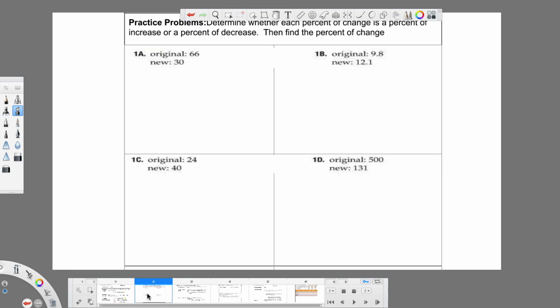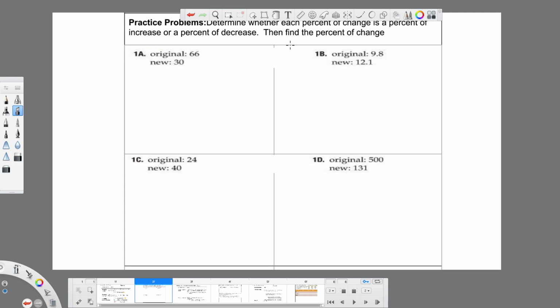Okay, so determine whether each percent of change is a percent of increase or decrease. So we just have to note, is it going up or down? Which we should be able to know right at the end if it's positive or negative. If it's negative, it's decreasing. If it's positive, it's increasing. So this should be pretty obvious to us. We can also just take a look at what's happening in these kind of very simple numbers here, but we can determine that at the beginning too.